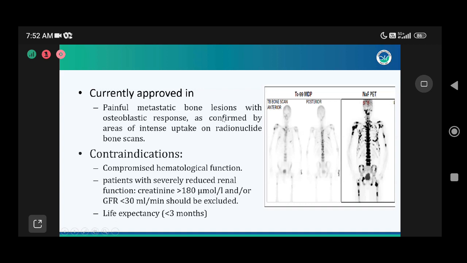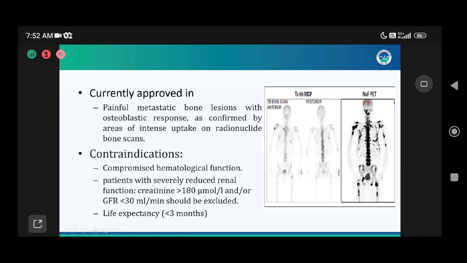So currently bone pain palliation is approved in osteoblastic metastasis only. Another contraindication is that, because it significantly involves the marrow, compromised hematological function with hemoglobin less than 8, or total WBC count less than 3500, or platelet count less than 1.5 lakhs is a contraindication for bone pain palliation.